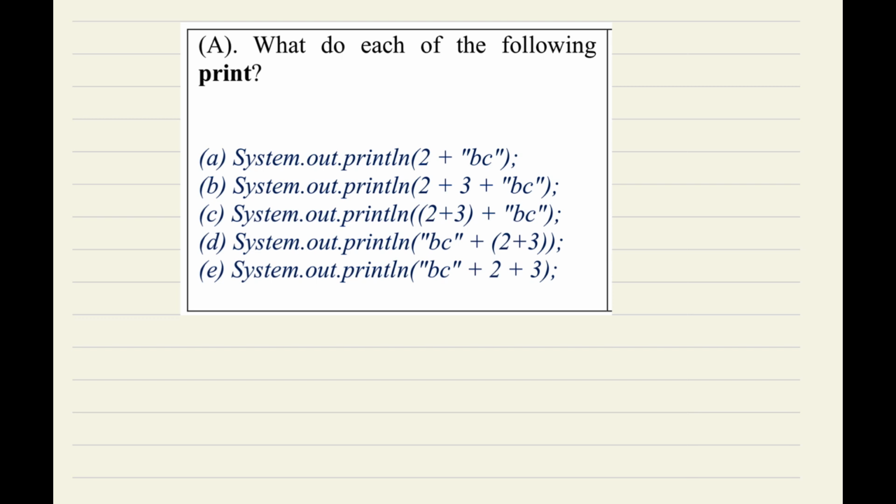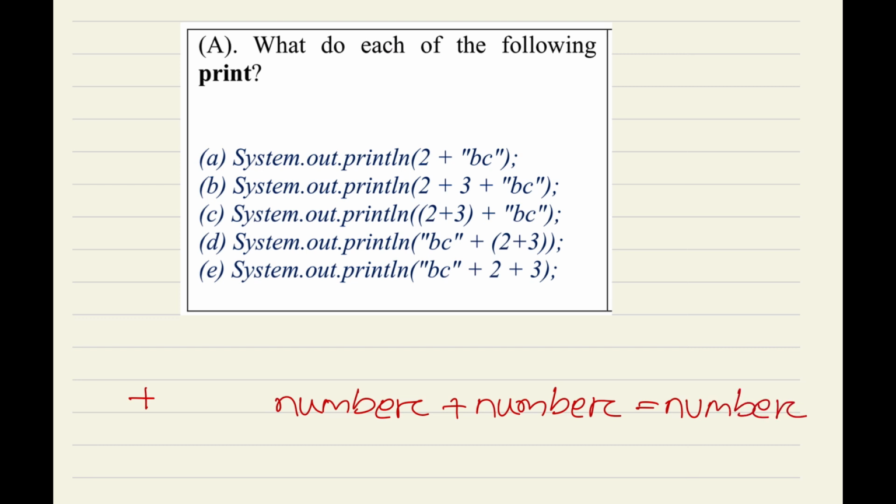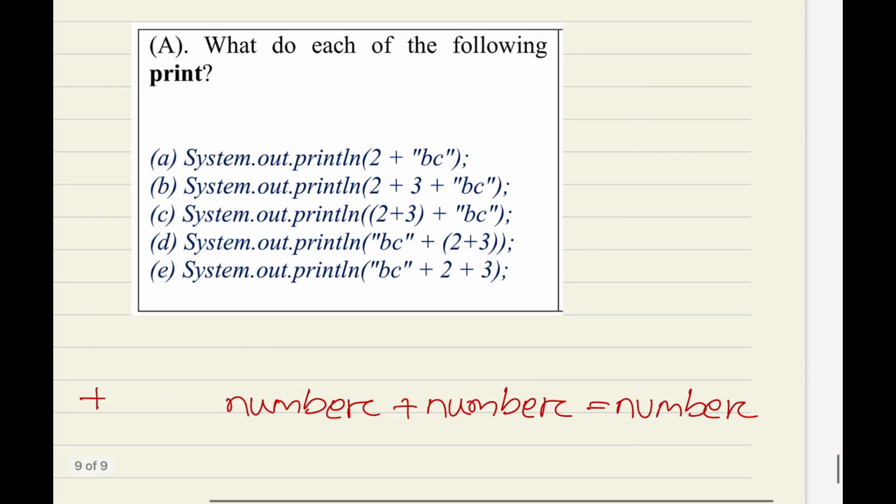And we know that this plus has a double role. When two operands are numbers, the result is a number. Like I can write number plus number, the result is a number. That means this plus operation computes the sum of these two numbers. So this plus operator computes the sum.